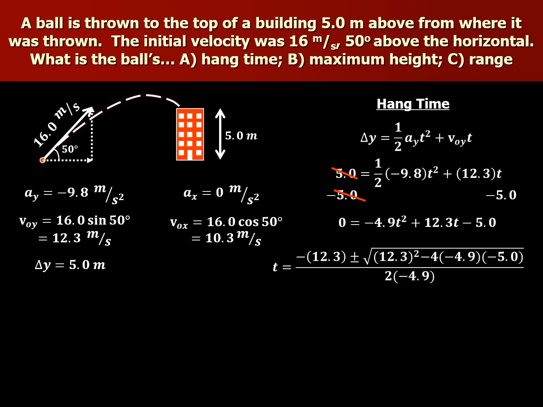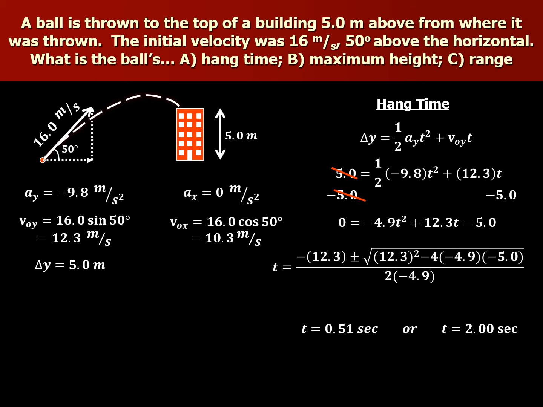Using the quadratic formula, we're going to plug in negative b, so 12.3 goes there, plus or minus the square root of b squared, so 12.3 squared, minus 4 times a, negative 4.9, times c, which is negative 5, all over 2a, so 2 times negative 4.9. We get two answers from this: 0.51 seconds, and we also get 2.00 seconds.